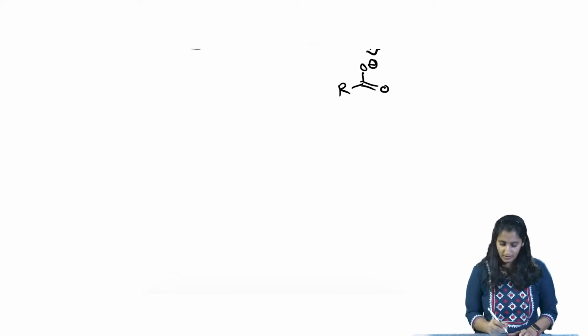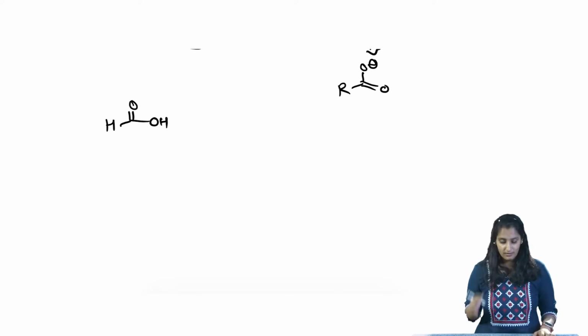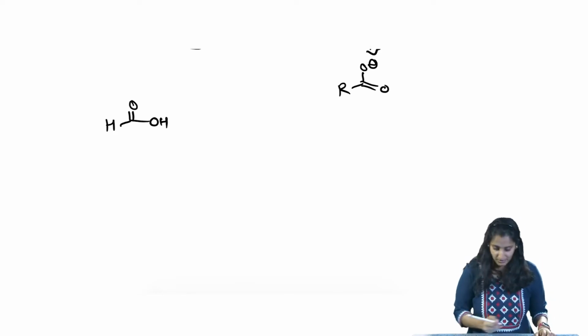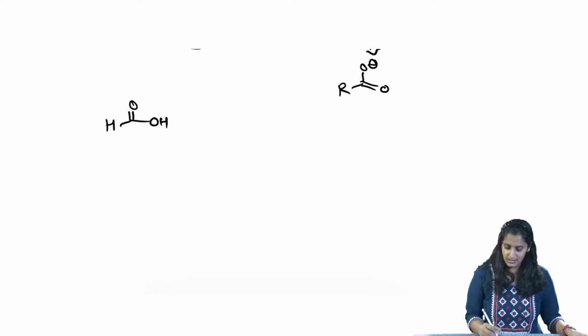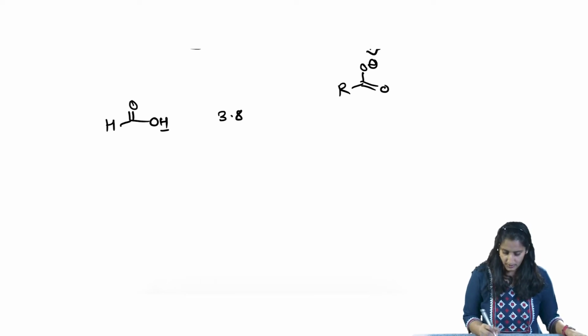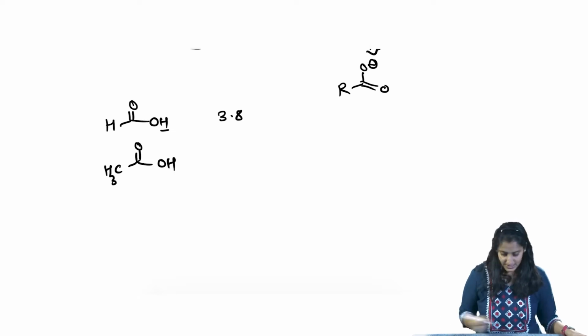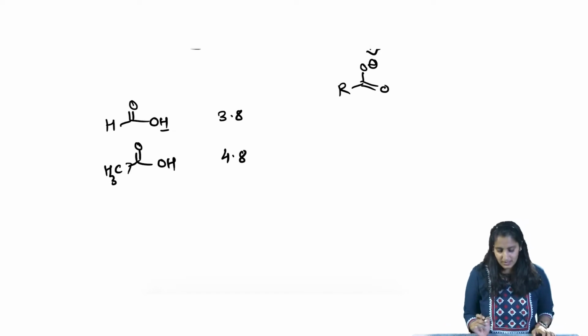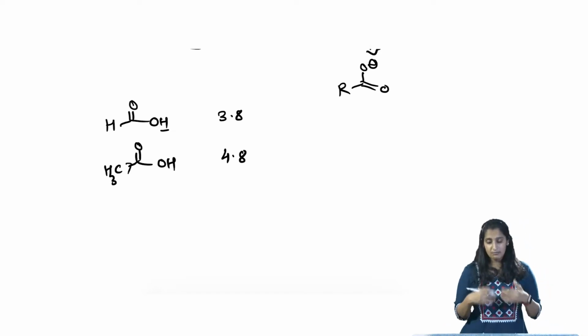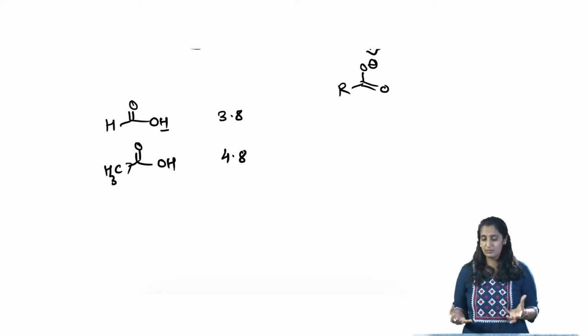If we start looking at formic acid, it is the acid formed in ants, by the way. Formic acid has a pKa close to 3.8, whereas if you make this R group acetic acid, which we use as vinegar, dilute acetic acid, it is close to 4.8. Because this methyl is inductively electron donating, it makes the conjugate base a bit unstable.